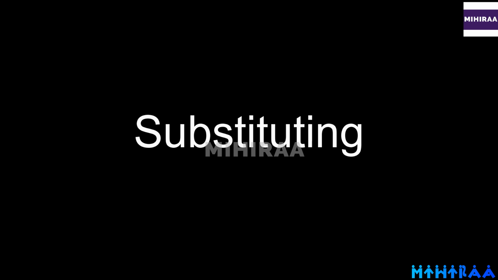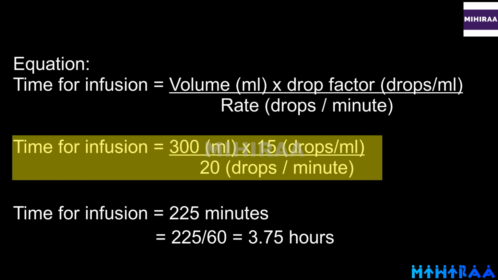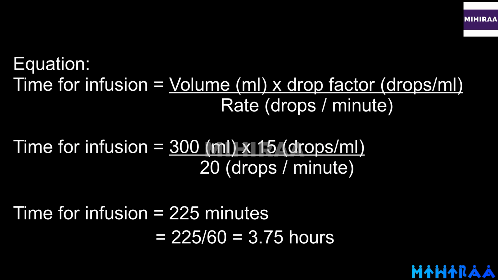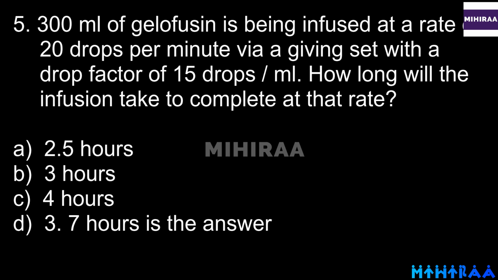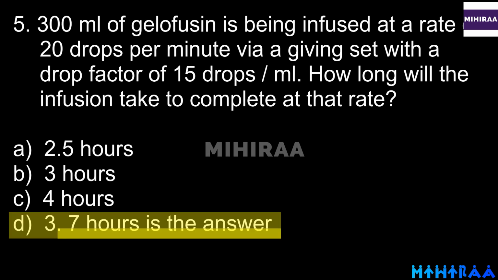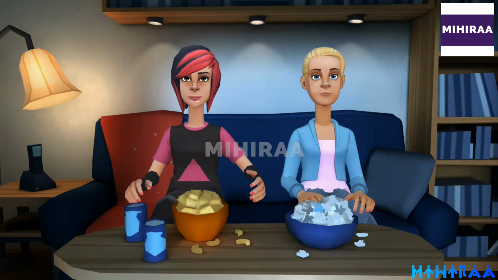Substituting the values to the equation: time for infusion equals 300 times 15 divided by 20. When solving the equation, we get time for infusion equals 225 minutes, that is equal to 225 divided by 60 equals 3.75 hours. And the answer is D. 3.7 hours.